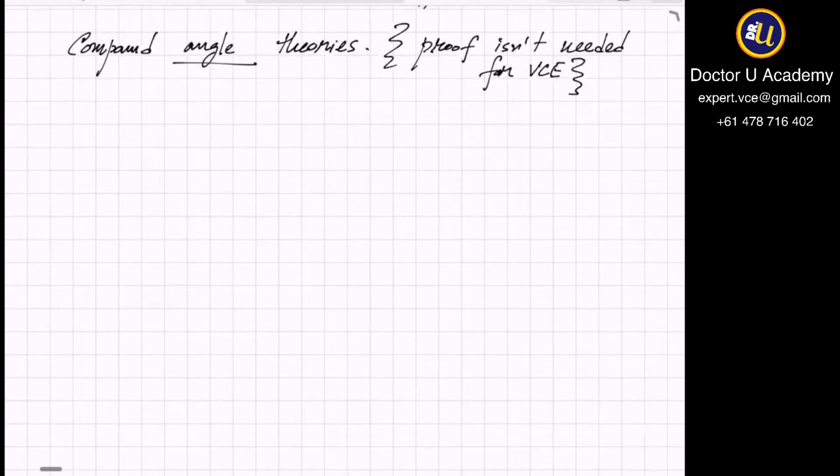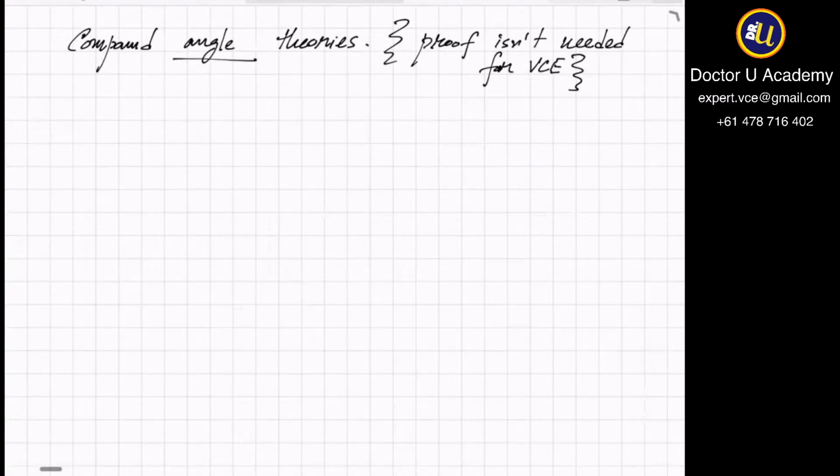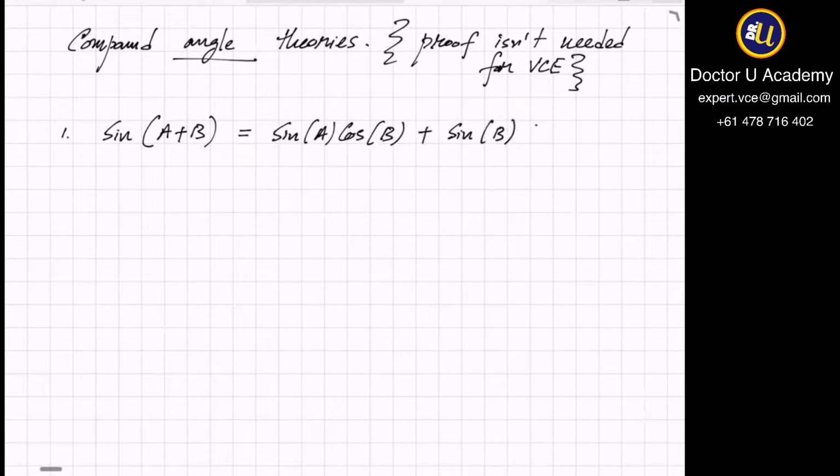So compound angle theories, for the VCE, the proof is not needed. The first relation would be sine of A plus B. So A and B are angles. So if you have sine A plus B, how do you simplify that? That would be sine A cos B plus sine B cos A.